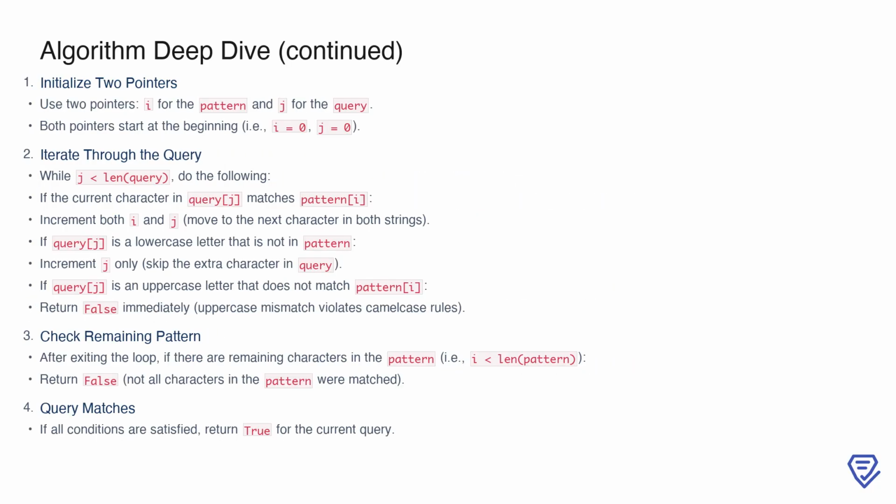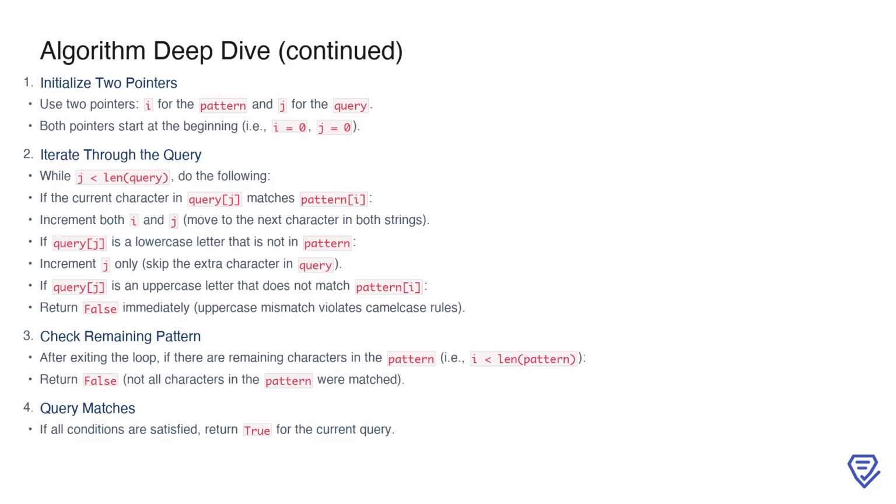We begin the matching process by using two pointers to traverse the pattern and the query simultaneously. Pointer i tracks the position in the pattern, while pointer j does the same for the query, and both start at the beginning. As we iterate through the query, several scenarios are handled. If the current character in the query matches the character in the pattern pointed to by i, we increment both pointers to proceed to the next characters.